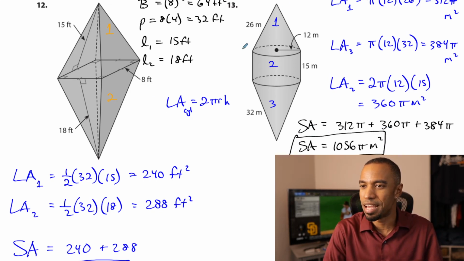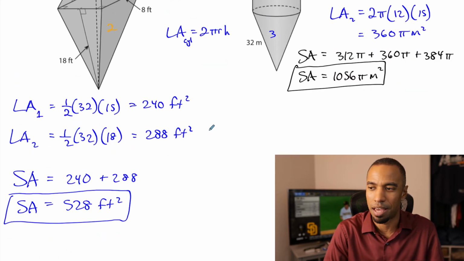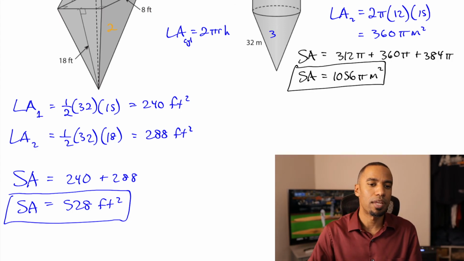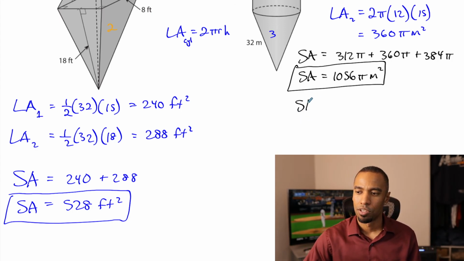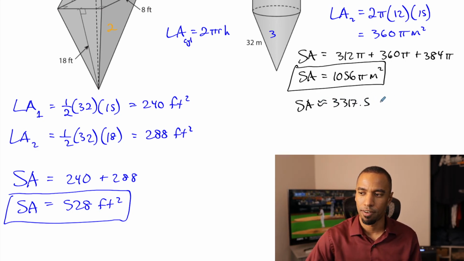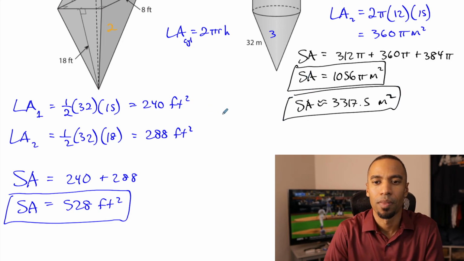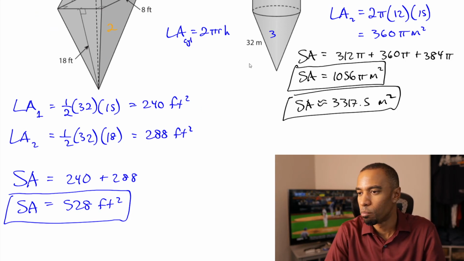It's weird. It says when necessary, round to the nearest tenth. I don't know what that means. If you do want an approximation of that one, y'all, we are going to be getting, where's pi? Times pi here. That is 3317.5. So it's approximately 3,317.5 square meters there once I multiply pi with that guy. All right.